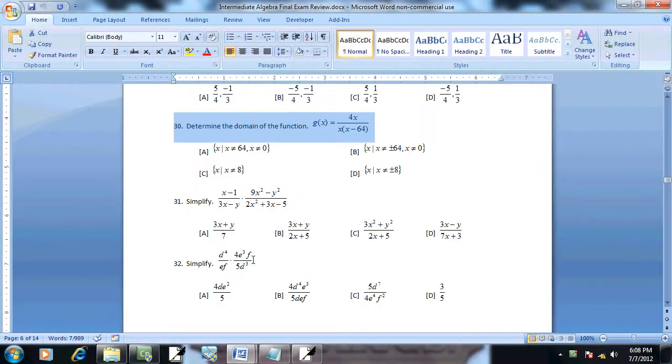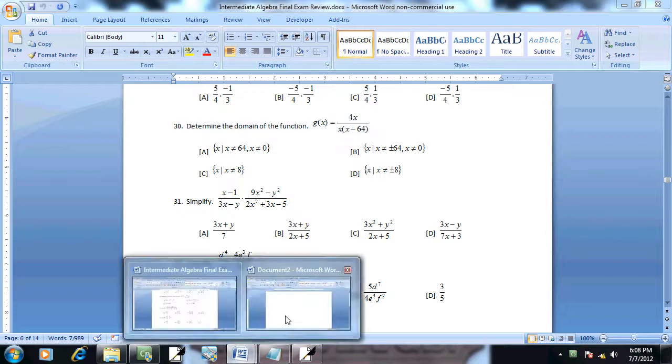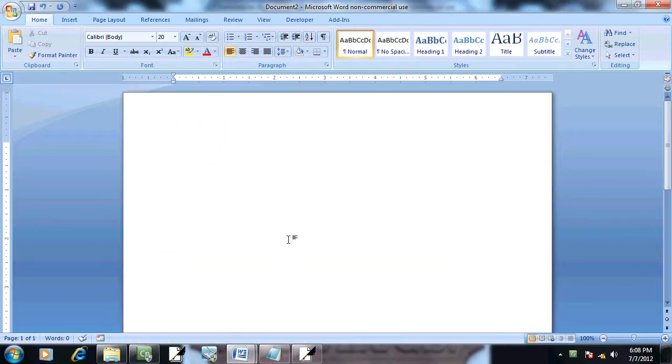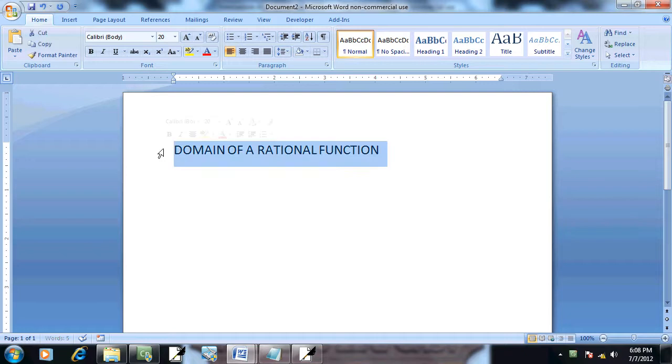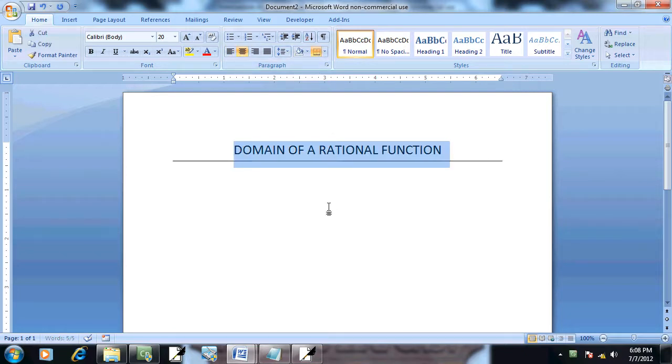Let's take a look at number 30. It says determine the domain of the function. This is the domain of a rational function. Now, rational means a single fraction, and when you throw the algebra part into it and a function, specifically we'll have x's in it basically. So keep that in mind.